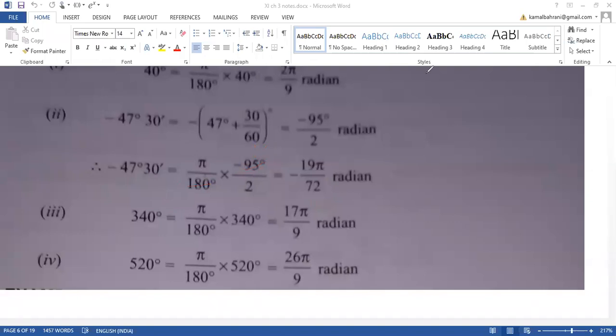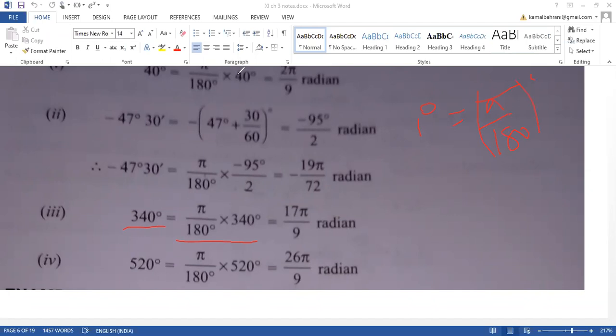Clear? Then you are having, just see, the next question is 340 degree and 520 degree. Next is 340 degree. 520 you do by yourself. Clear? Pi by 180, same thing. Again, I have to tell you, 1 degree is equal to what? Pi by 180 radian, unitary method.